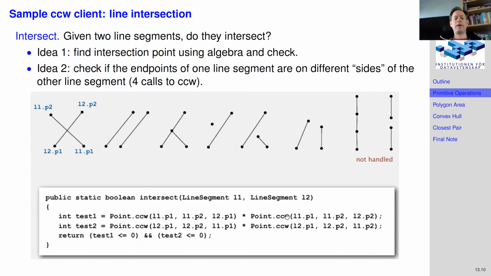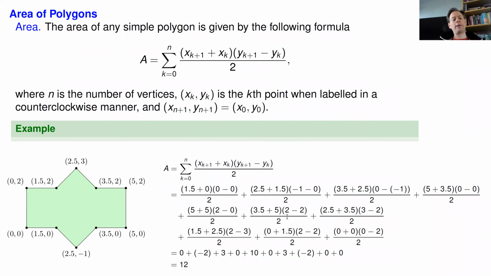Here we have an example of how we can use this counterclockwise turn: given 2 line segments, do they intersect? Of course, we can put up the equation for these 2 line segments and compute if there is a point in which they intersect or not. Or we can check if the endpoints of one line segment are on different sides of the other line segment. That we can do through four calls to the counterclockwise turn. So basically, we check how this corresponds, and then we can determine whether the 2 line segments intersect or not. So useful. Then we come to polygons.